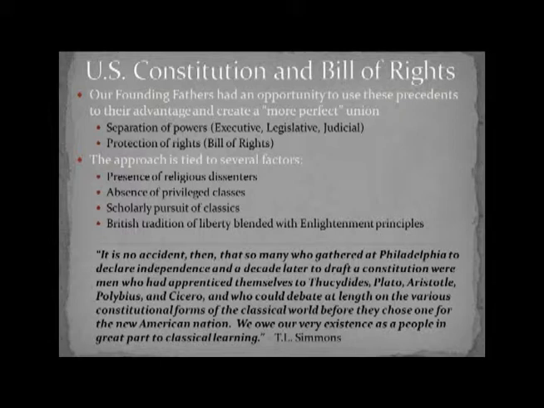It has been said by more than one historian that you don't have anywhere else in history, in American history in particular, a higher concentration of those who are classically educated. Let me jump ahead to this quote here from Dr. Simmons. He says, "It is no accident then that so many who gathered at Philadelphia to declare independence and a decade later to draft a constitution were men who had apprenticed themselves." Not just read, he says apprenticed themselves to Thucydides, probably the best historian of the ancient world, Plato, Aristotle, Polybius, and Cicero, and who could debate at length on the various constitutional forms of the classical world before they chose one for the new American nation. We owe our very existence as a people in great part to classical learning.